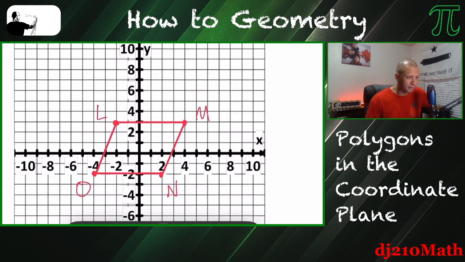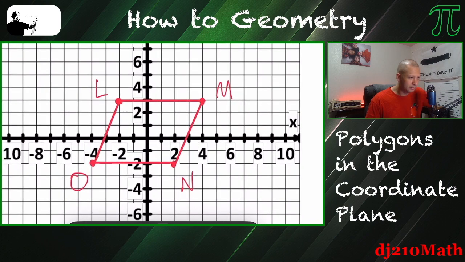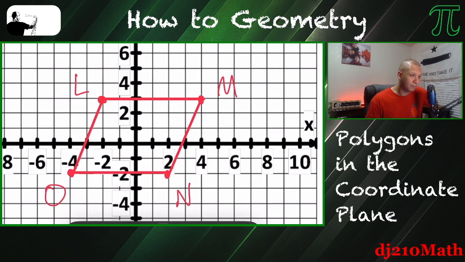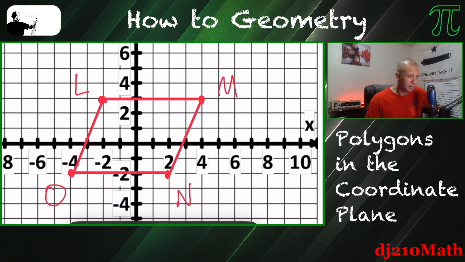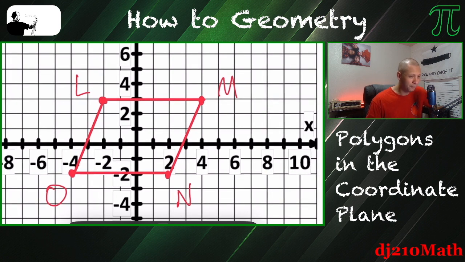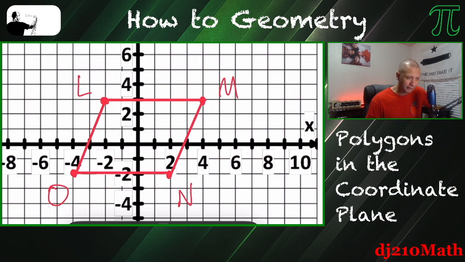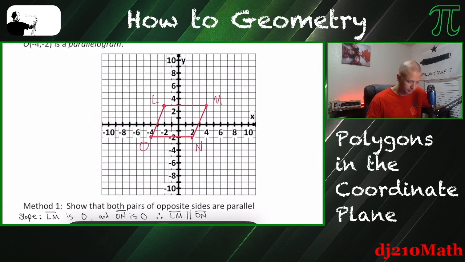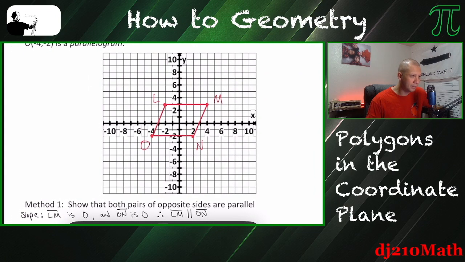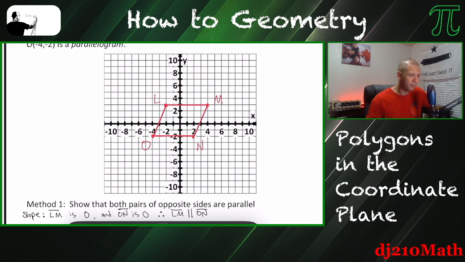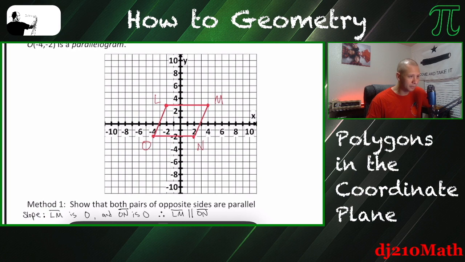So when you look at LM and ON, right? LM and ON are horizontal lines, right? And horizontal lines have slope of 0. LM has a slope of 0, ON has a slope of 0 because LM is horizontal and so is ON. Therefore, LM and ON both have slopes that are 0 and are parallel. So slope of LM is 0 and segment ON, slope of ON is 0. Therefore, LM is parallel to ON.